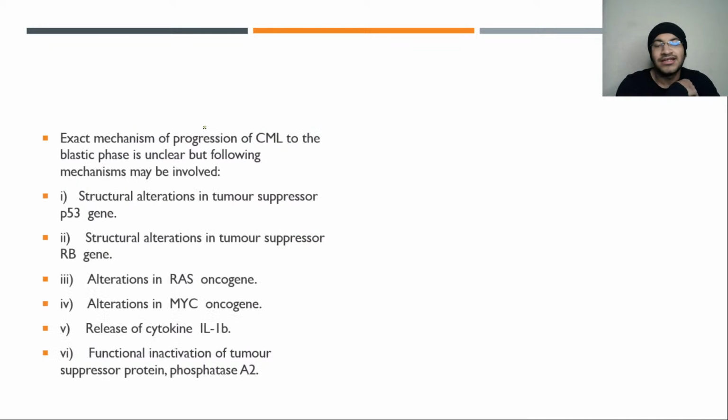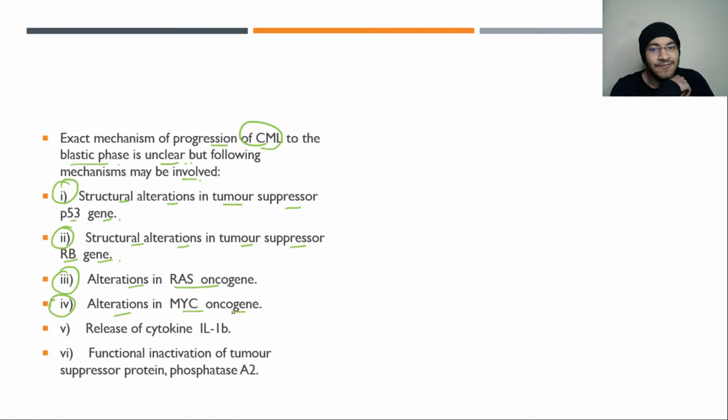Then the exact mechanism of the progression of CML to the blastic phase is unclear, but the following mechanisms may be involved. First is structural alteration in tumor suppressor P53 gene. Second is structural alteration in tumor suppressor RB gene. Third is alteration in the RAS oncogene. Fourth is alteration in the MYC oncogene. Fifth is release of the cytokine IL-1B. And sixth is functional inactivation of the tumor suppressor protein phosphatase 8-2.